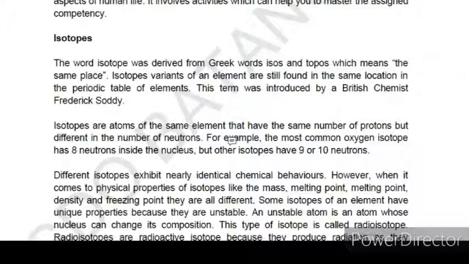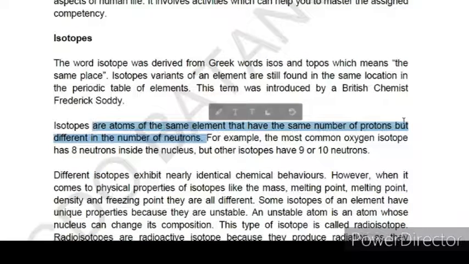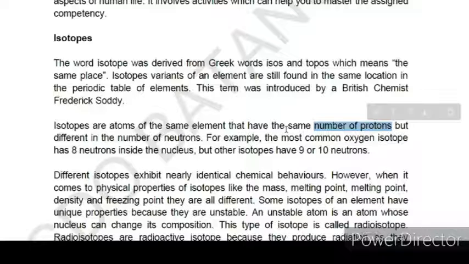Starting off with isotopes. Ano ba yung konsepto natin ng isotope? What are isotopes? Isotopes are atoms of the same element that have the same number of protons but different number of neutrons. It's very clear, class, that isotopes are just the same elements or atoms, only that the number of protons and the number of neutrons here will be our focus. Same ang protons, different ang number of neutrons.